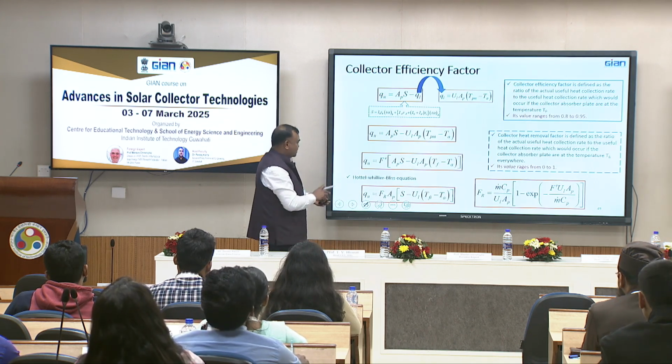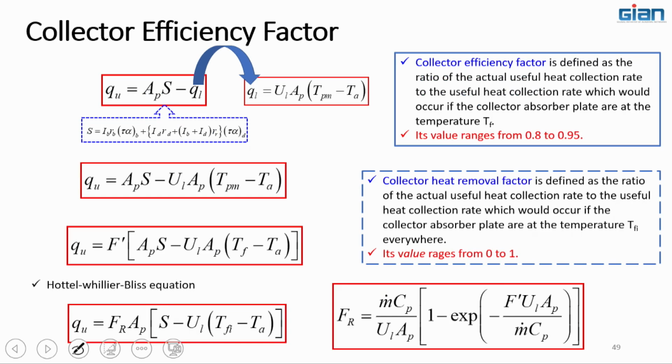So these are the expressions. First let us define what is the collector efficiency factor and heat removal factor, and why we are doing this. Because we would like to establish a relationship of something like this, in terms of TFI. Earlier QU was in terms of TPM, which is very difficult to know. Okay. This TFI, the inlet fluid temperature, is like the ambient temperature. This is known, so it is very easy for us to calculate. But what is FR?